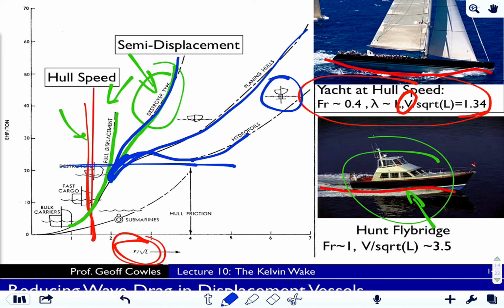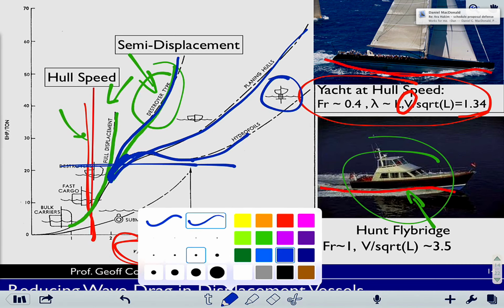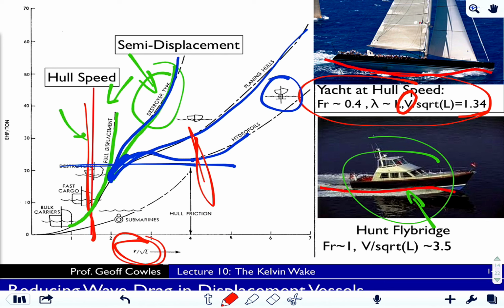And you can kind of see how important it is when you have a non-monotonic curve to keep foiling, because when you unfoil, you might go from here to here in an instant. So your drag just rose 20-30%, maybe 20% in an instant if you fall off the foils. And that's like putting on the brakes.